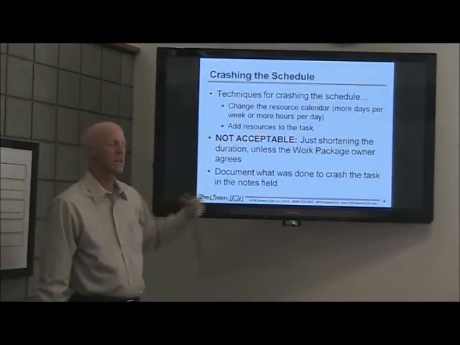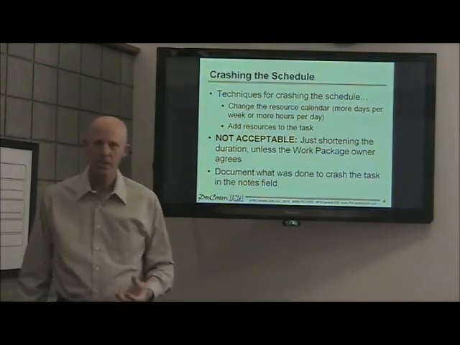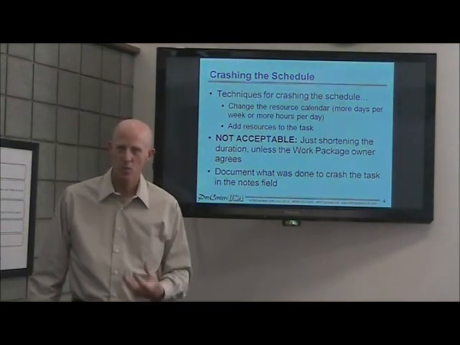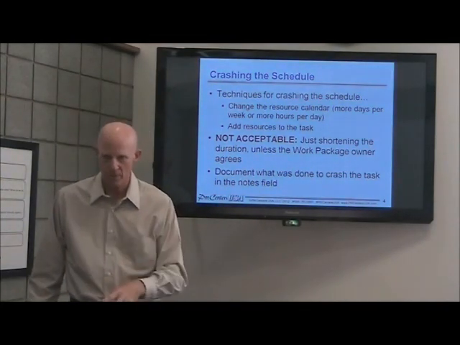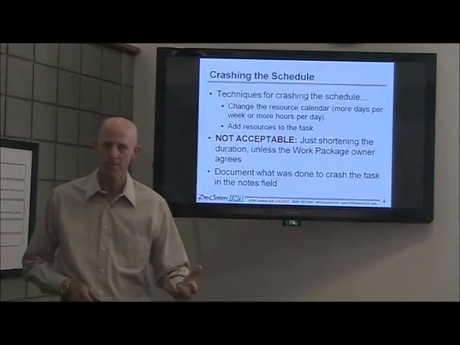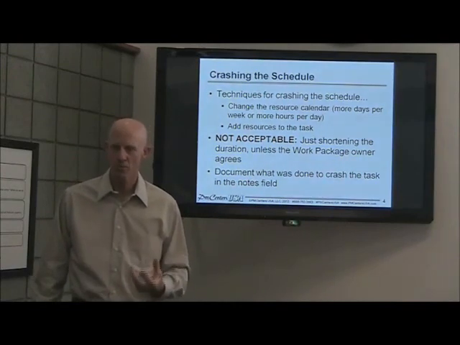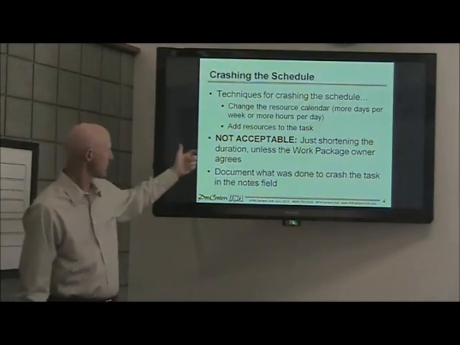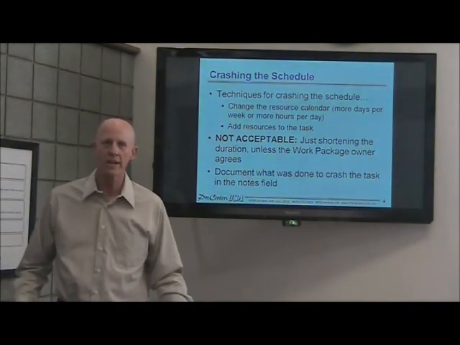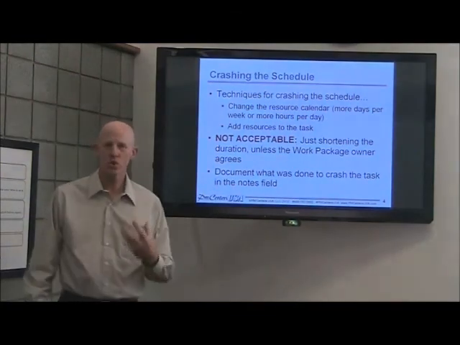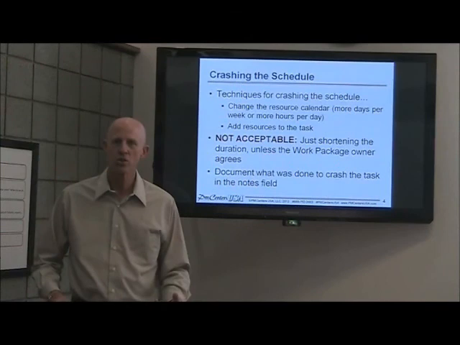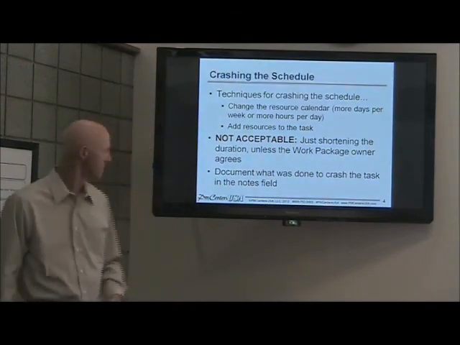Another way to crash is to add resources to the task. Instead of one person working on it, you get 2 or 3 people. That'll get it done quicker. Now again, the efficiency is going to drop off a bit because that one person, probably pretty efficient, with 2 or 3, you got the coordination among the people, so it will probably cost you more overall. Not acceptable is just shortening the duration. You can't do that because, again, based on what? There's got to be a plan, and you got to make sure the work package owner agrees with it, that yes, this is something we can do and it will help make it get done quicker.